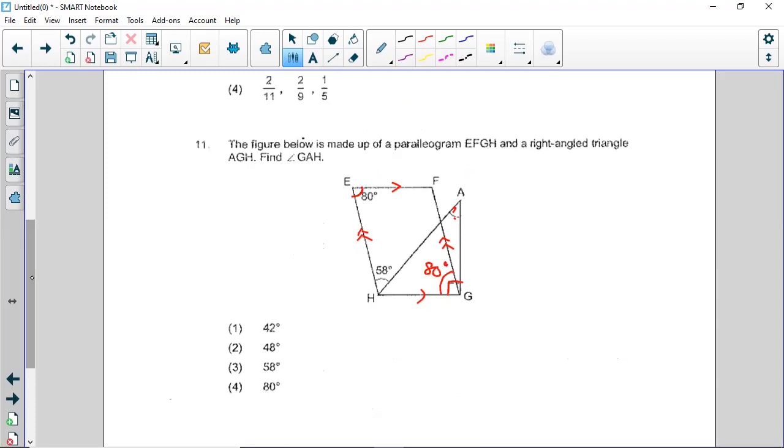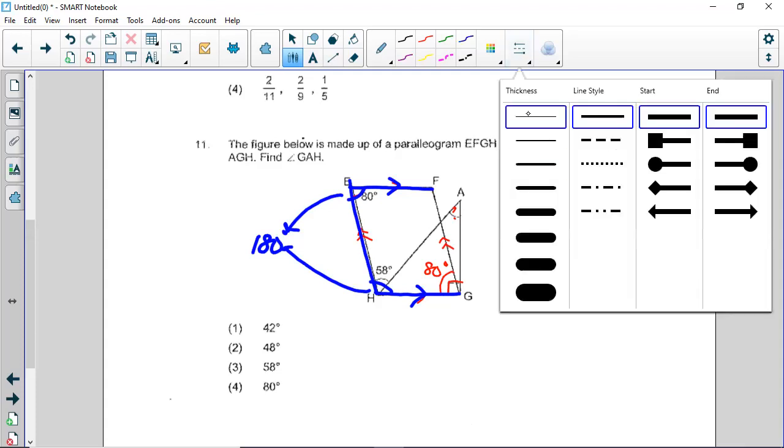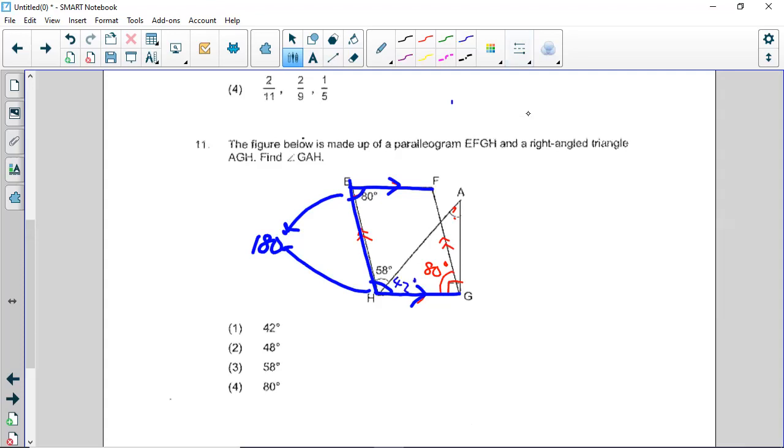Okay, and then you are stuck already. Now, why are you stuck? Because you forgot the very important property. When there are two parallel lines, what is the property? The angles between the two parallel lines add together to 180. You must remember this property. This property will help you to do the hard paper too. Then you take 180 and you minus 80 and you minus 58, you will get 42 degrees, which is over here. So you put down 42 degrees.